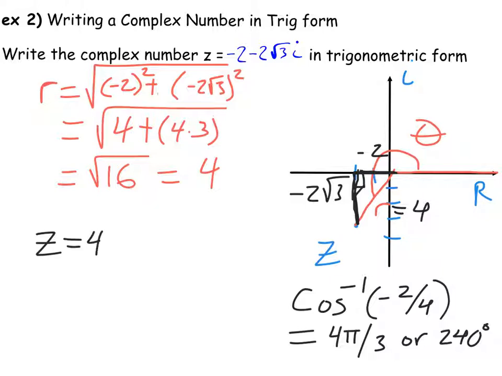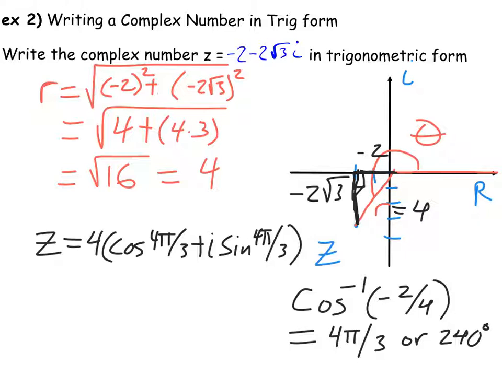r is 4 times, for the real component, cosine of 4 pi over 3 plus i sine of 4 pi over 3. Okay? Anytime you're seeing that trig form, think r and theta, right? We have a and b, we want r and theta.